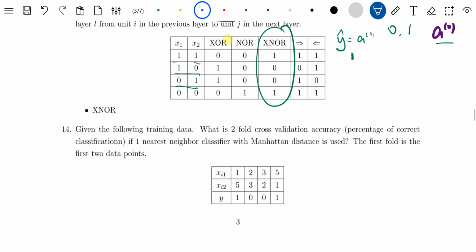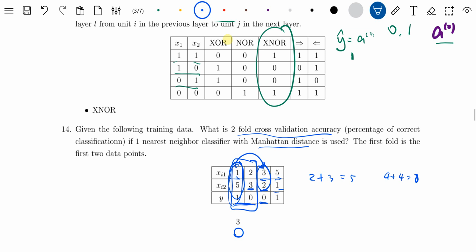The next question is the KNN1. So twofold cross-validation. This is the first test set. This is the second test set. So what it means is we train on these and we test on these. Let's test the first one. The closest one, using Manhattan distance, just take the difference and add them up. So this is 2 plus 3, so it's 5. The distance here is 4 plus 4, so it's 8. So this test point is closer to this training point, so you label it the same way. So you label it 0. And similarly, this one, of course, is closer to this one, so you label it 0 as well. So half of it is wrong, basically.